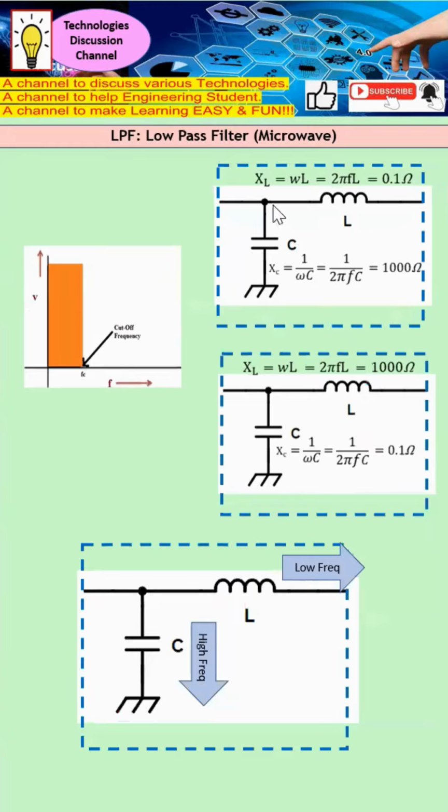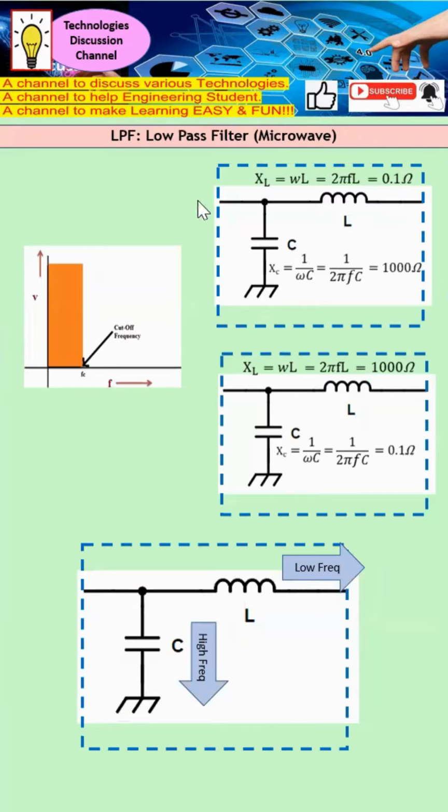At low frequency, when the frequency is low, typically the reactance of the inductor will be very small. Let's say 0.1 ohms. While for C, let's say the frequency is low, so basically 1 over a very low frequency will be a very huge number, because a capacitor is in picofarads, nanofarads, etc. So overall, the reactance of the capacitor will be a very big number.